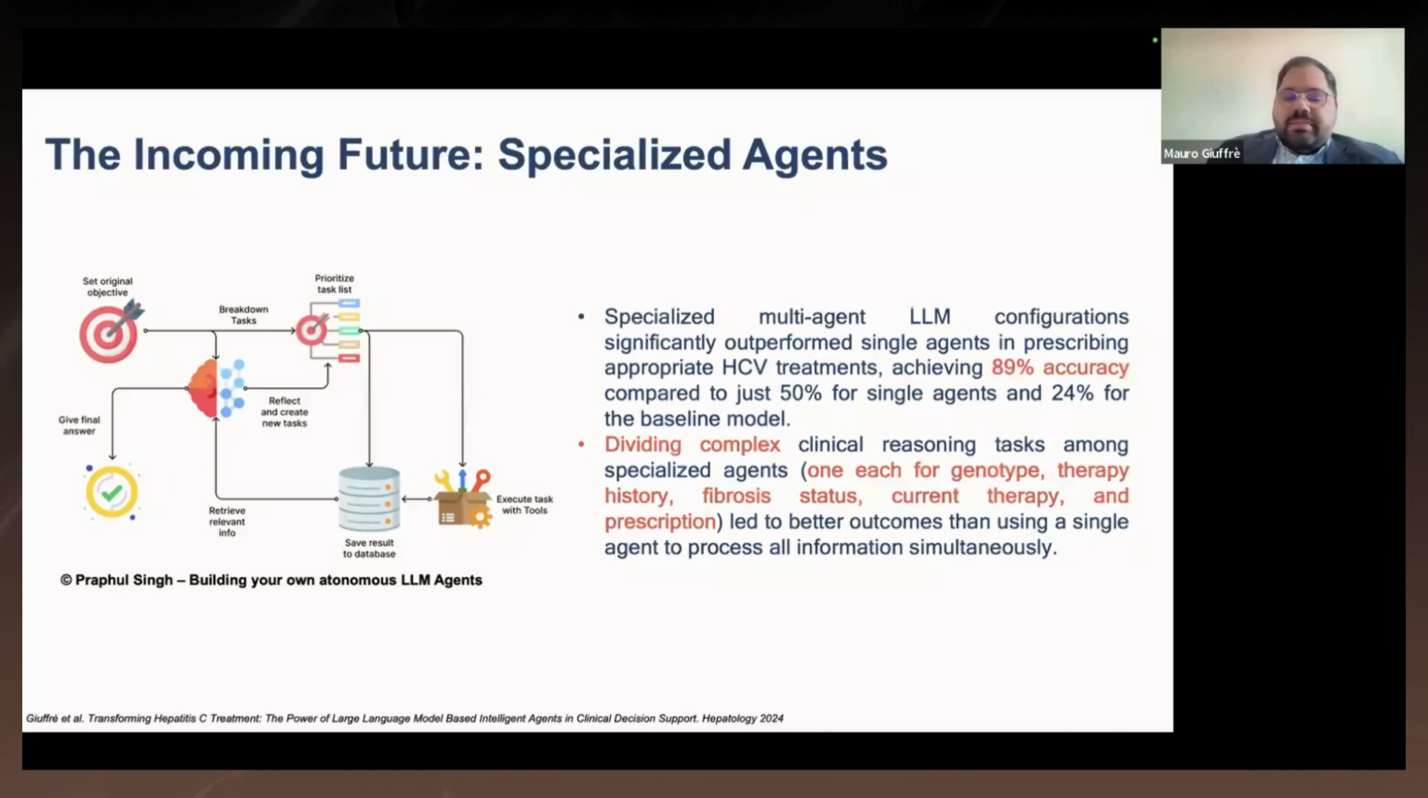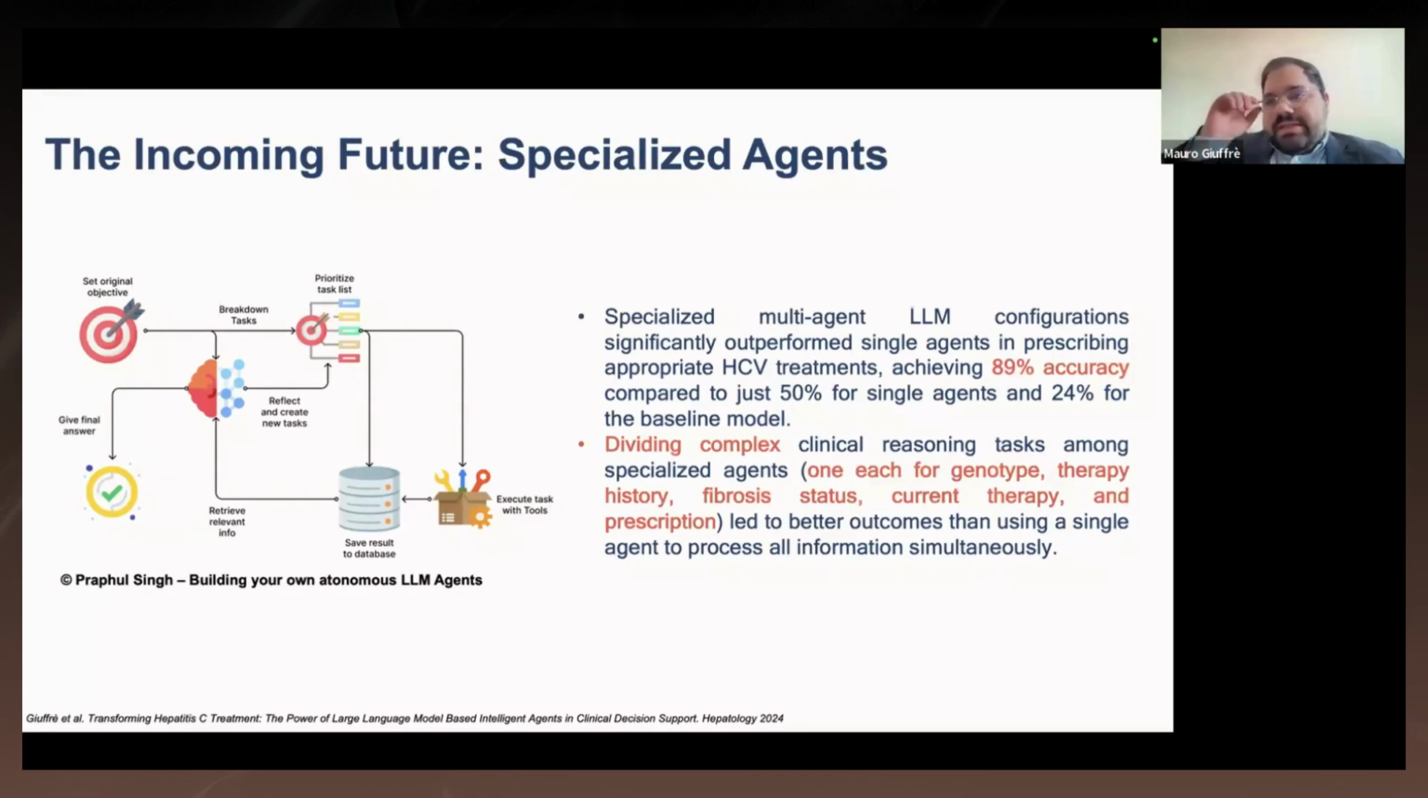a study which was recently published in Hepatology. When we use local LLMs, which are less powerful than proprietary LLMs, the accuracy jumped from 24% when we had only one large language model that took care of all the tasks to 89%. So when we split the task into multiple LLMs doing different jobs, they can drastically increase performance and accuracy.